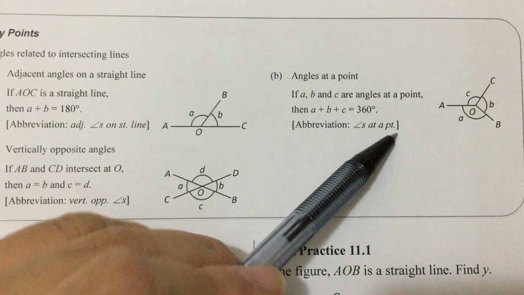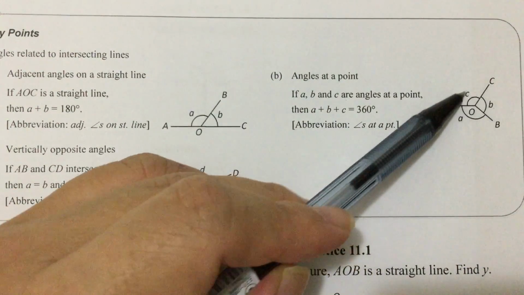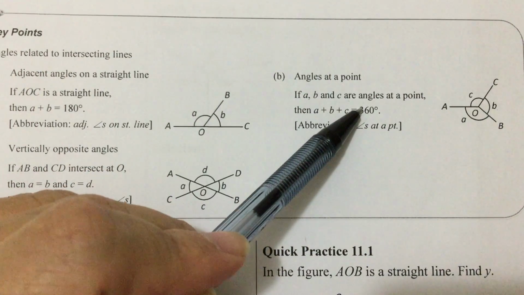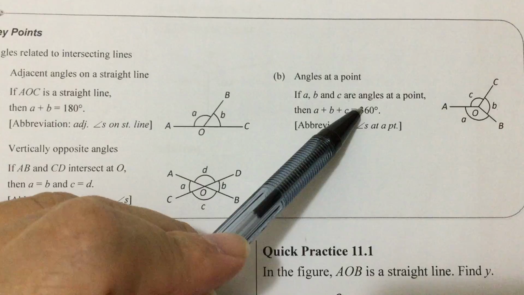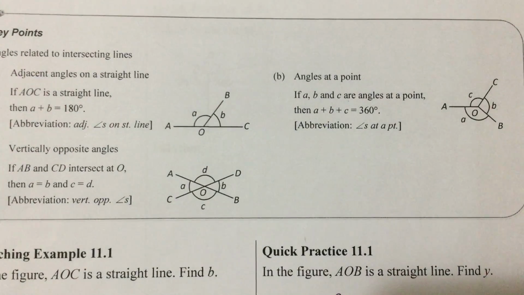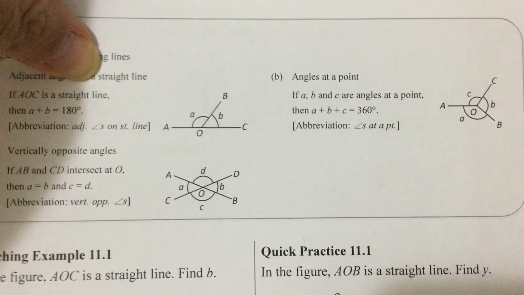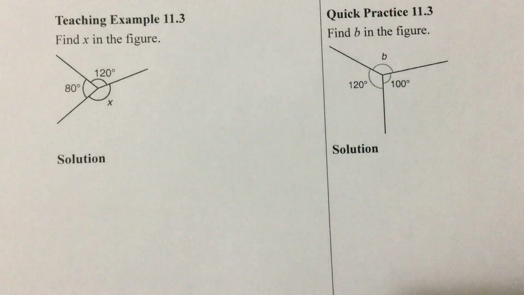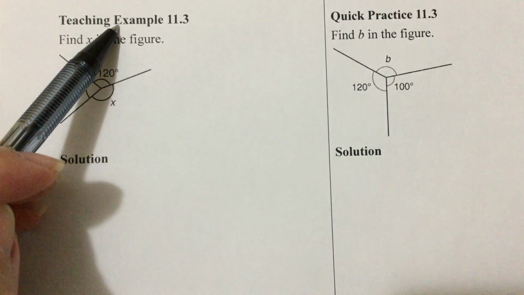So that means a point. All angles you have, we will add them together on this point, and you will see this is 360 degrees immediately. So make sure that you know how to do this reason. But before we go to do the question, why don't we have some examples to show you how to do it? Okay, now let's look at teaching example 11.3.